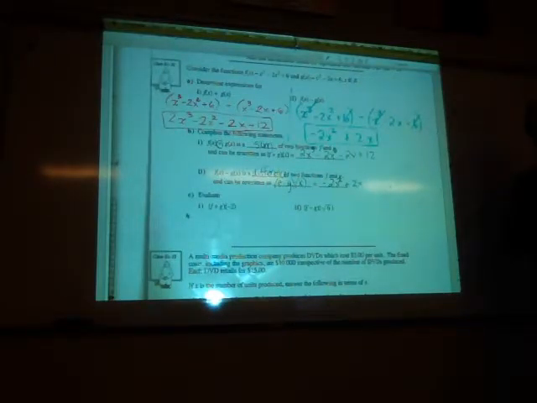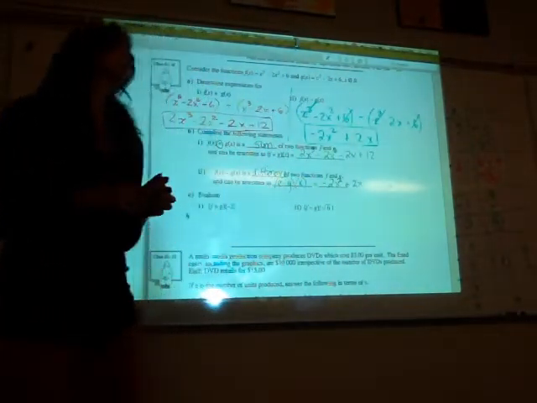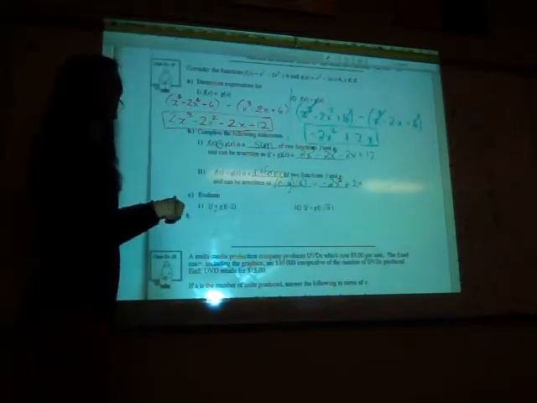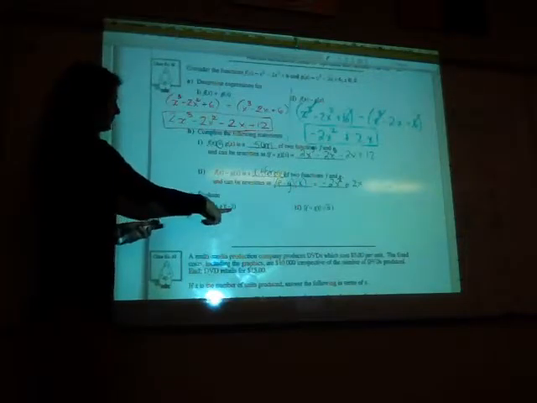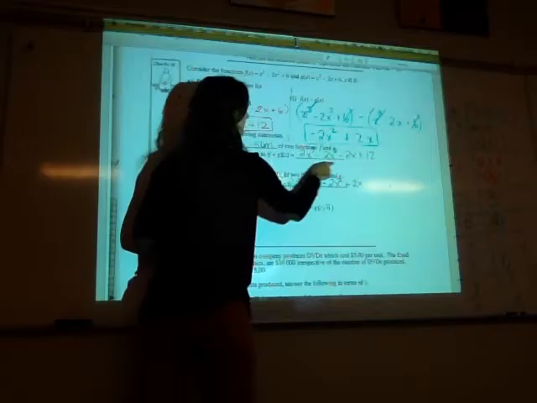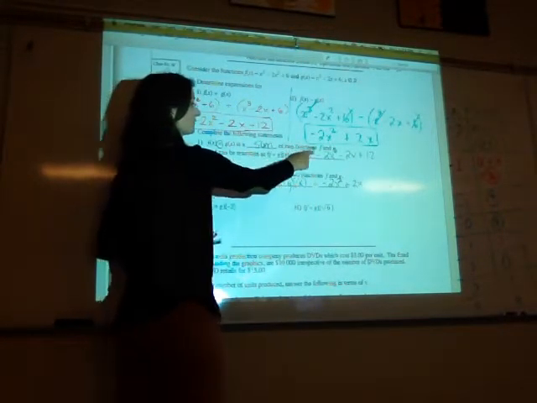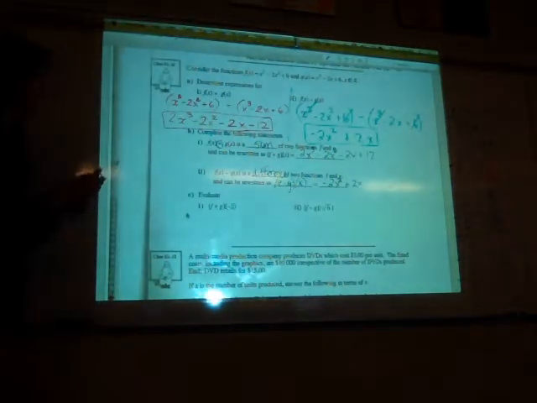So now that we found the expressions, we're going to evaluate. Instead of using x, we're going to use negative 2. So for f plus g of negative 2, instead of the x, we now have a negative 2. So what was f plus g of x? It was this right here. What's going to replace that x? Negative 2. We're just going to sub in a negative 2.